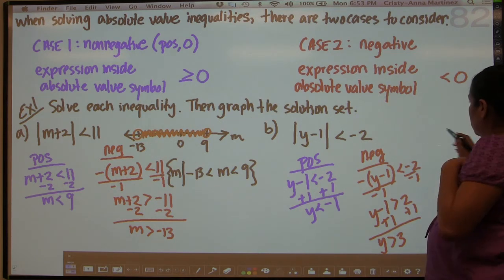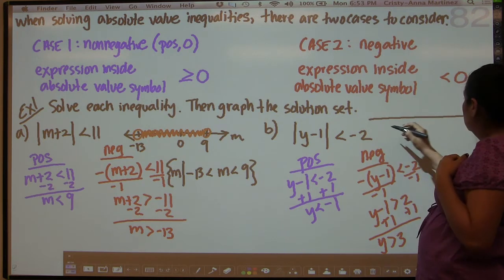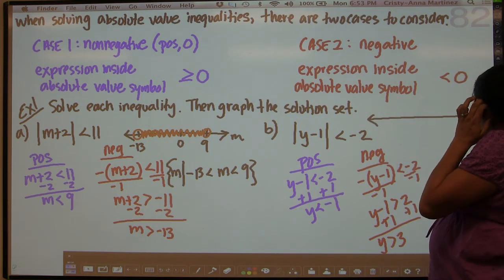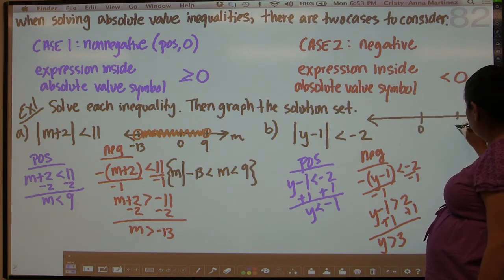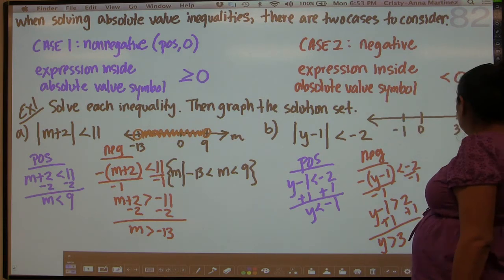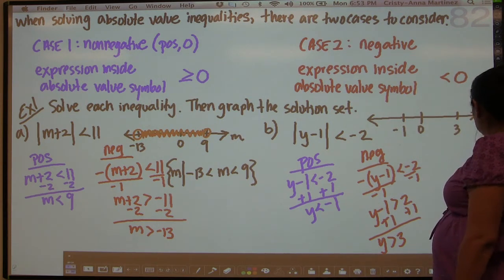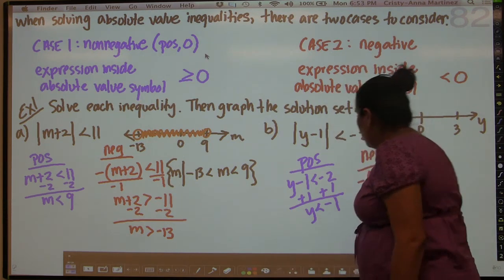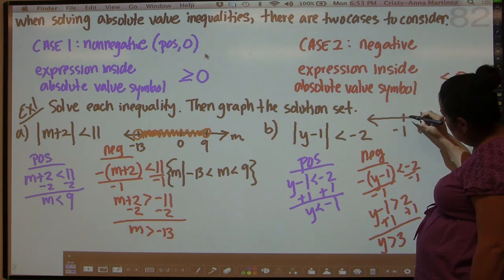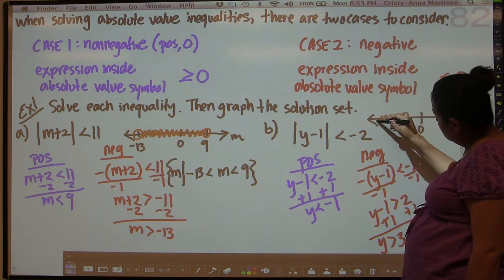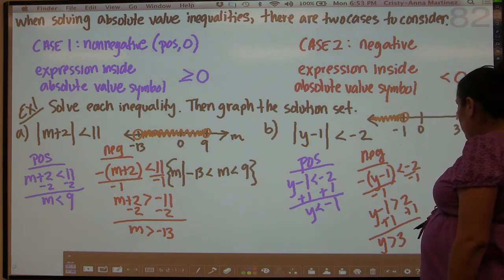Okay, so I want to show you how this is going to look. So this is y, and I have a 0, 3's over here, and negative 1's a little closer. And so what this is saying is that y's are less than negative 1. So here is less than negative 1, open. And then it's saying that y is greater than 3. Like that.